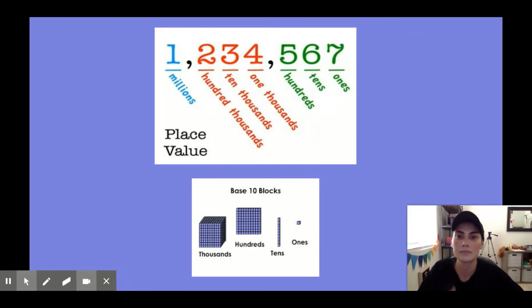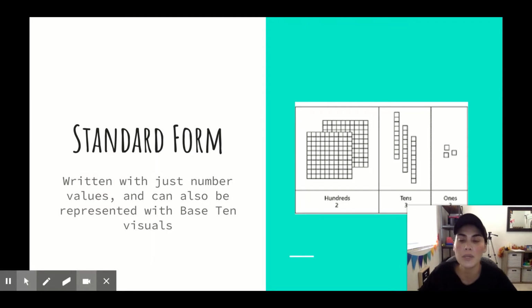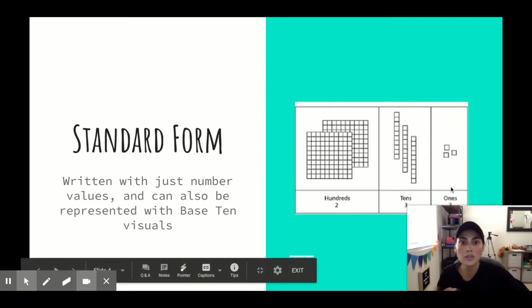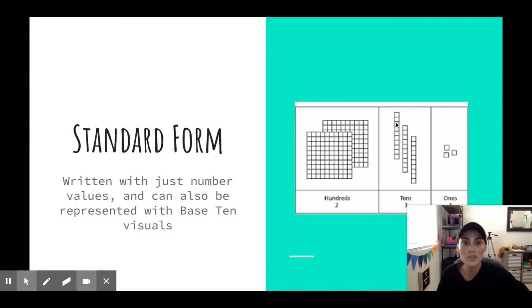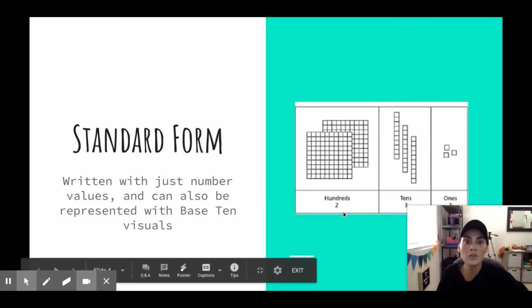When you're dealing with place value, there are 2 different ways of writing it. There's standard form, which is just the written version of the number. It just has the numerical values, but it can also be represented with base 10 visuals. So the standard form of this number is 233. How do I know? Well, there are 2 hundred squares. There are 3 10 rods, so I'd count 10, 20, 30. And then I have 3 1 blocks, so 1, 2, 3. So that's 233. Standard form is just numbers.